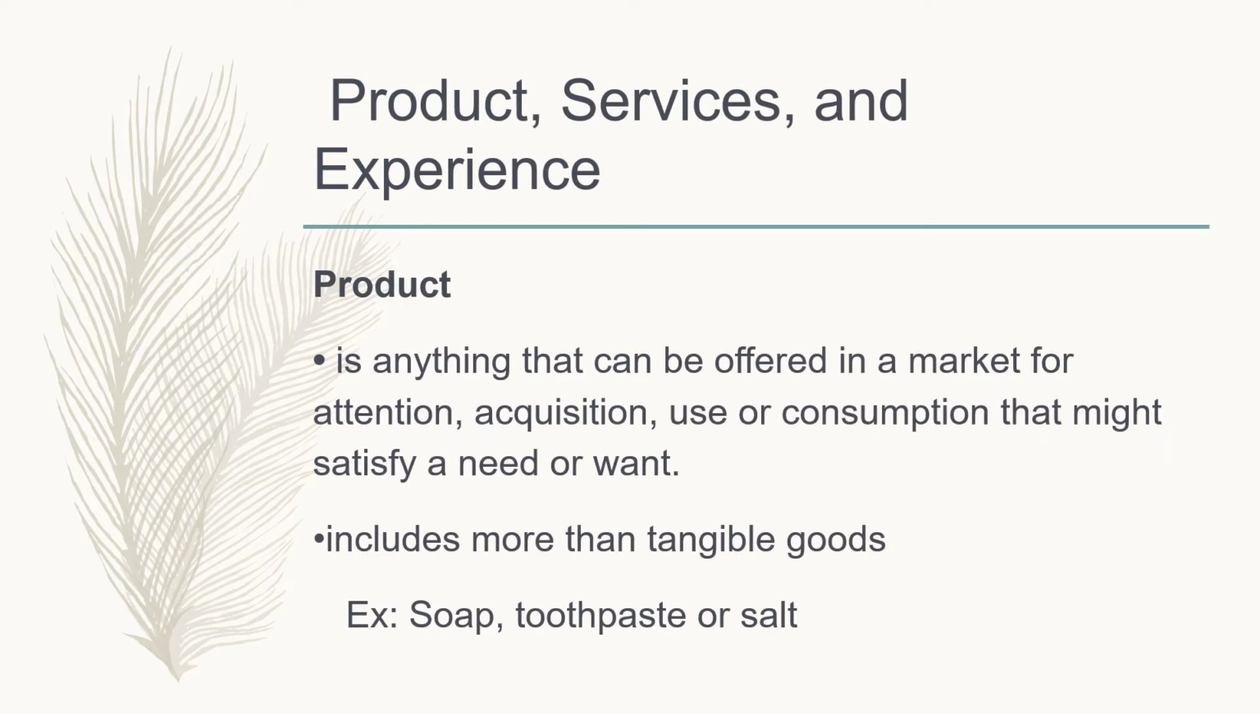When we say product, it is anything that can be offered in a market for attention, acquisition, use, or consumption that might satisfy a need or want. It includes more than tangible goods. When we say tangible, it can be seen or touched. Examples are soap, toothpaste, or salt. So a product is an item offered for sale. It can be a service or an item.